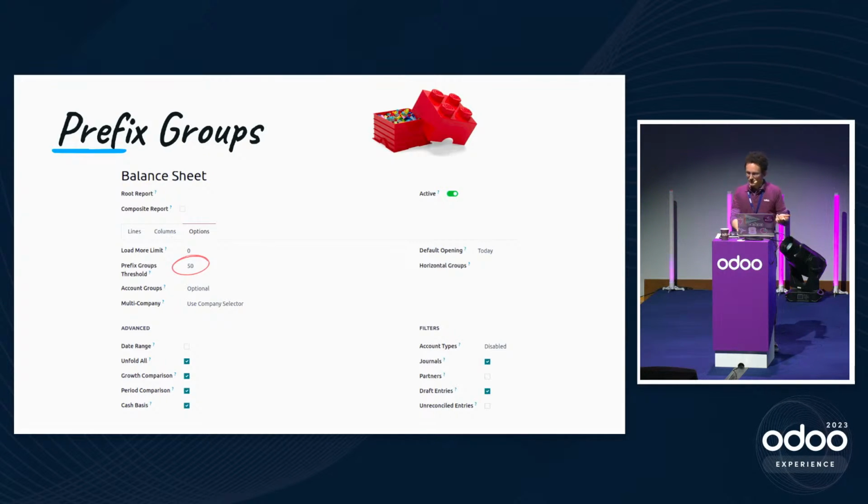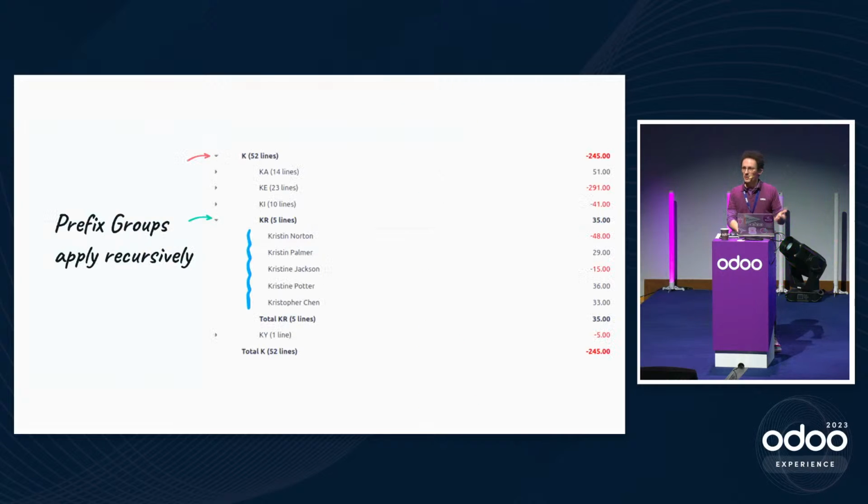And there is something more to that mechanism, which is that it's recursive. So what does that mean? Well, if I take the index lines from my previous example, here the line with K has 52 lines. When I unfold it, 52 is above my threshold as well. So what it does is that it will run the prefix groups again on that, and say, okay, 52 is above 50, so let's pick the first two letters, not only the first one, because I know that it's K already, and let's run the prefixes again there. So I will create KA, KE, KI, and so on.